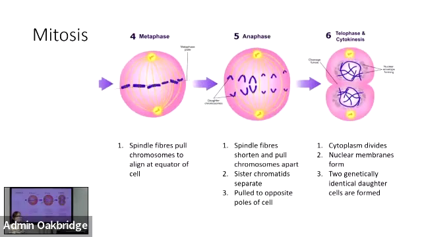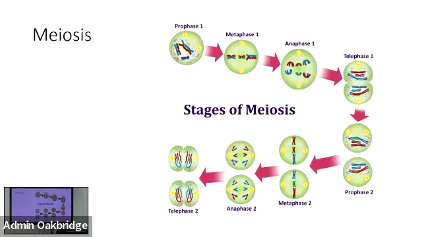How many daughter cells are formed at the end of mitosis? 1, 2, 3, or 4? 2. Are they twins? Are they identical or non-identical? Are they exact copies or are they different from each other? Okay, 2 genetically identical cells are formed.